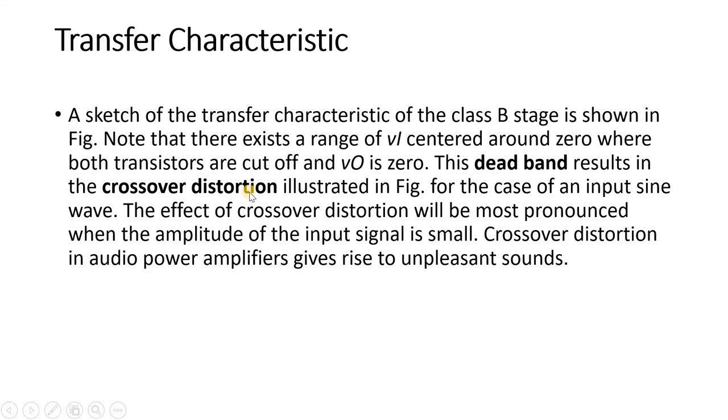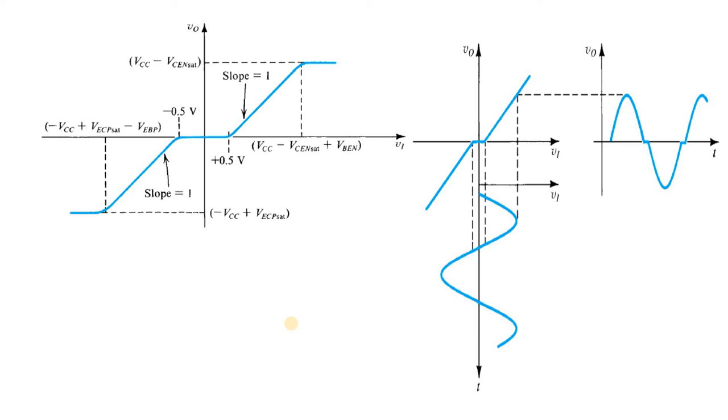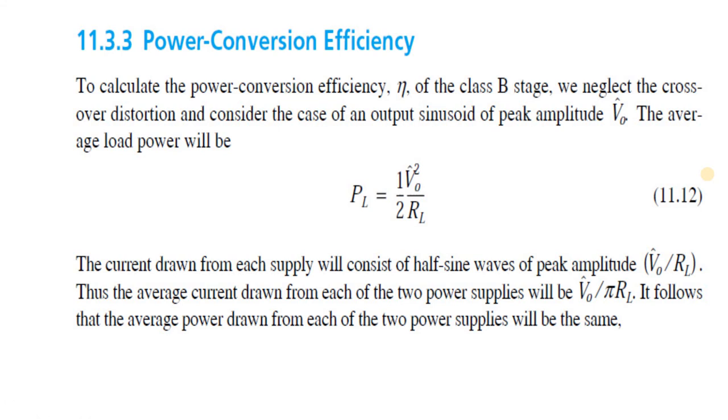At this band, what happens? Crossover distortion is going to happen. The effect of crossover distortion will be most pronounced when the amplitude of the input signal is very small. It gives rise to unpleasant sound. So if we use such amplifiers for audio power amplification, we get unwanted outputs like unpleasant sound and noise signal, that is called crossover distortion. So in the dead band we are going to get the crossover distortion.